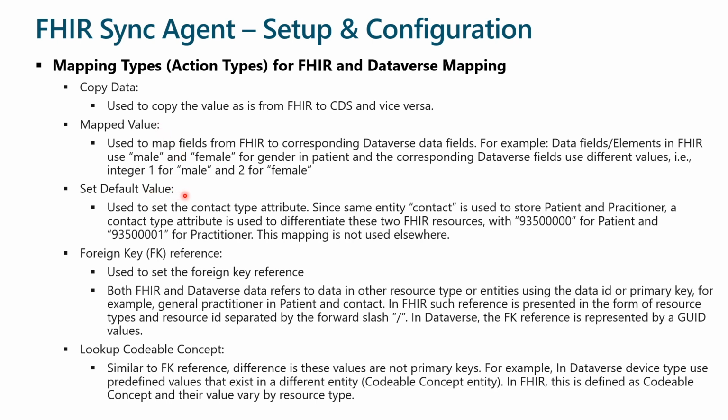And the third type is set default value. This helps to set the contact type attribute. In the same entity, for example, in Dataverse, contact is used to store patient and practitioner. A contact type attribute is used to differentiate between these two FHIR resources. So in those cases, this set default value is used.